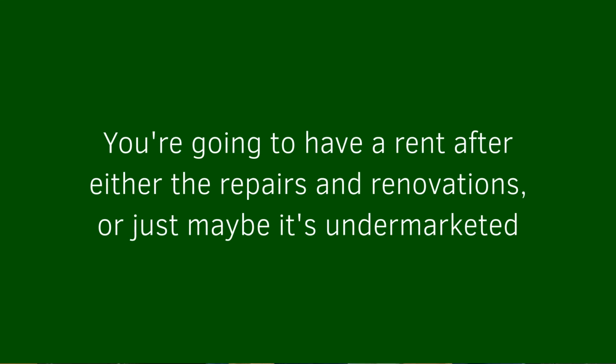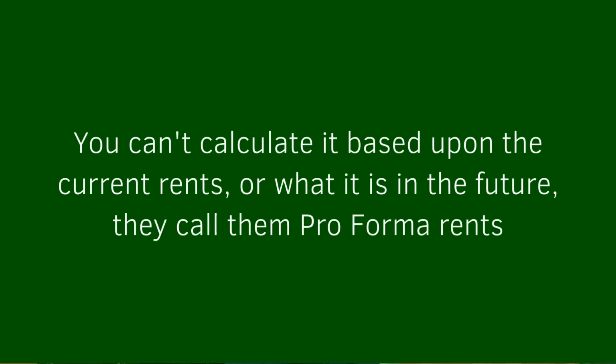So you might see that your rents are going to be, let's just say you have a two-family, $2,500 a unit. That might give you a gross of $5,000. You're going to have as-is rent, and then you're going to have a rent after either the repairs and renovations or just maybe it's under market. Many times we've gone into a property, they might be getting $2,000, and we know in our head that we can easily get $2,500, maybe $2,700, and it's going to increase and change that NOI dramatically, right? So you can't calculate it based upon the current rents, but what it is in the future. They call them pro forma rents.